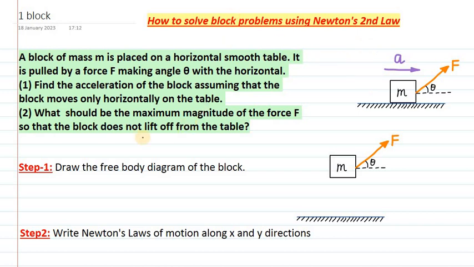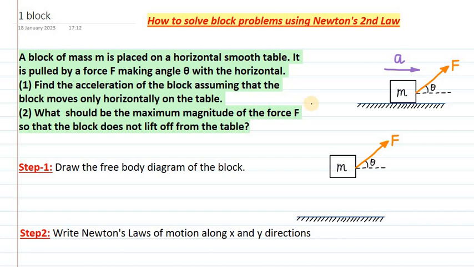So let's further read the second part of the question. What should be the maximum magnitude of the force F so that the block does not lift off from the table? That means the block should not leave contact from the table, it should move only horizontally. So let us solve both the parts of the question.